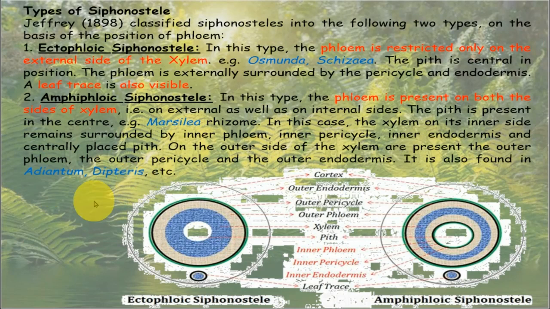This means xylem is present at the center, and on its outer side as well as its inner side, the inner pericycle, phloem, endodermis, and outer pericycle, phloem, and endodermis are present. Like this. This is a leaf trace. This is the ectophloic: only the phloem is around the outer side of the xylem. And this is amphiphloic: the phloem is present on both sides of the xylem.